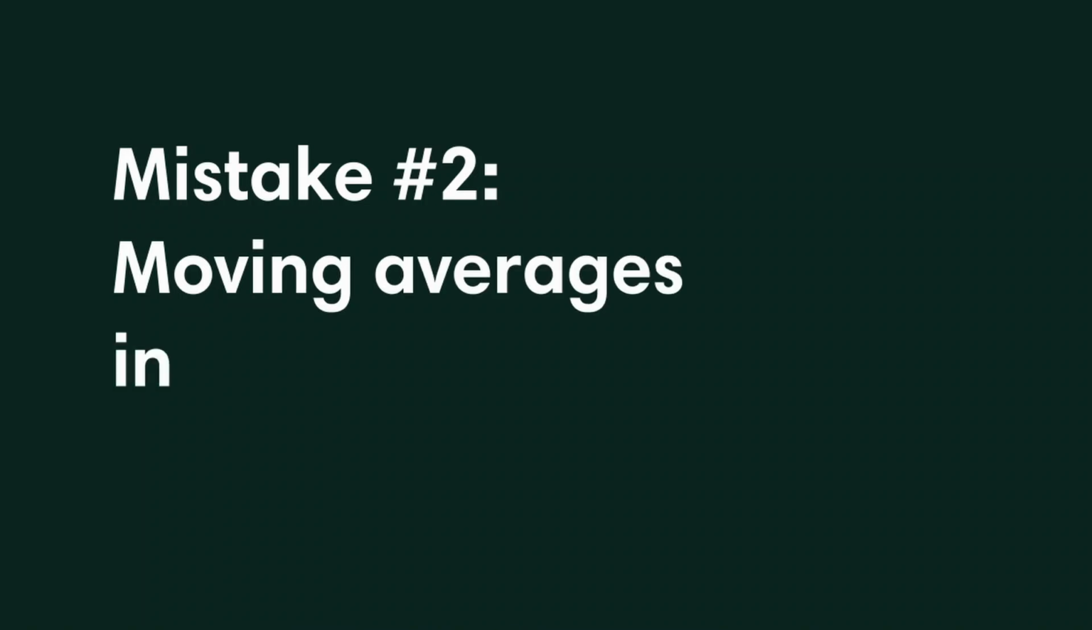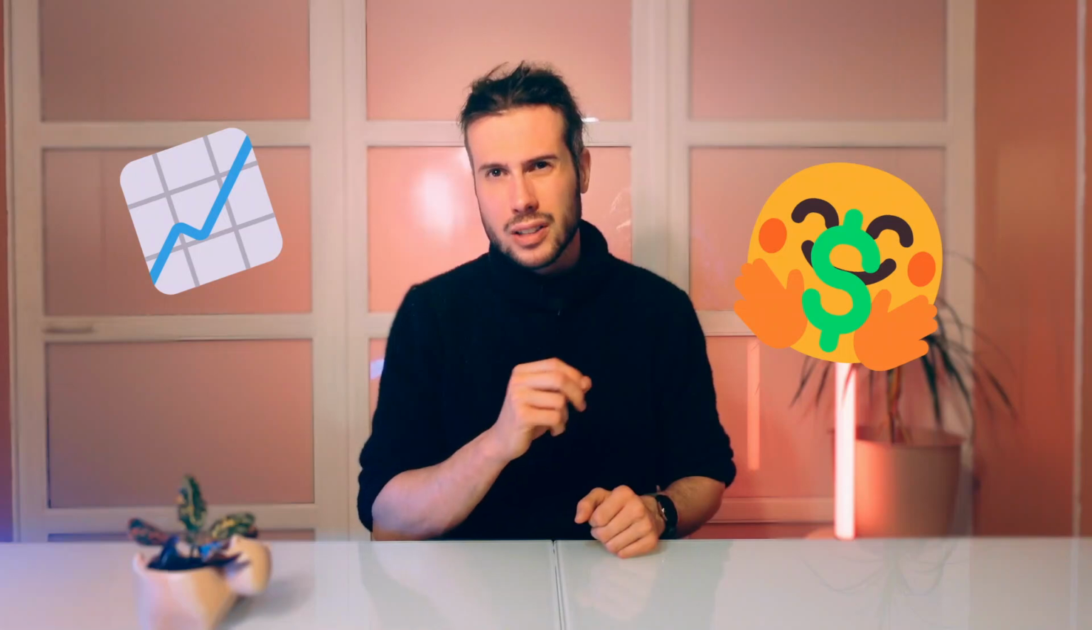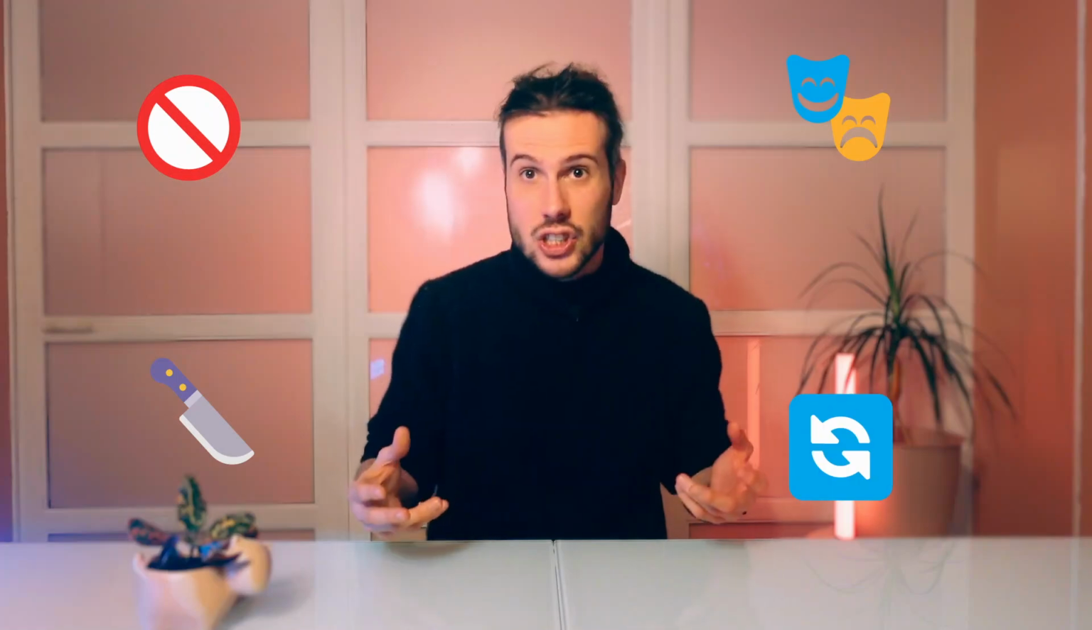Mistake number 2, moving averages in the wrong environment. Moving averages look beautiful in hindsight. Put a moving average on there, it hugs the price, crossovers look clean, everything makes sense. But here's the problem. That only works when a market is trending. And the market is trending only 30 to 40% of the time. The other 60 to 70% is doing nothing. Chopping, faking, ranging, and in those conditions, your moving averages become a trap.